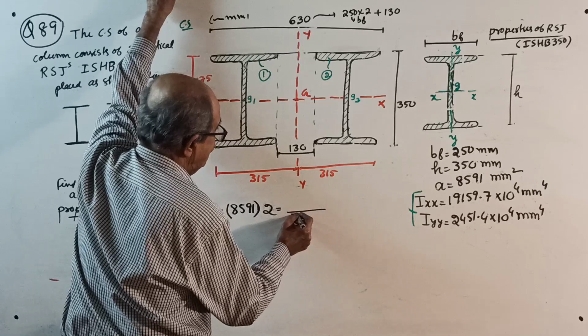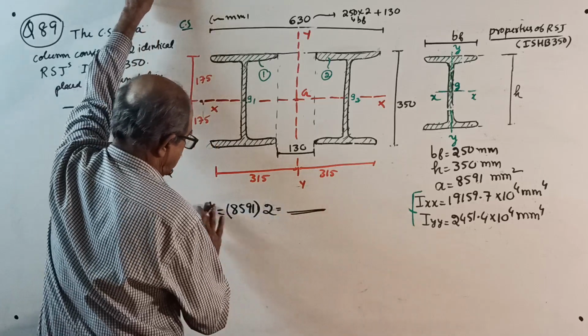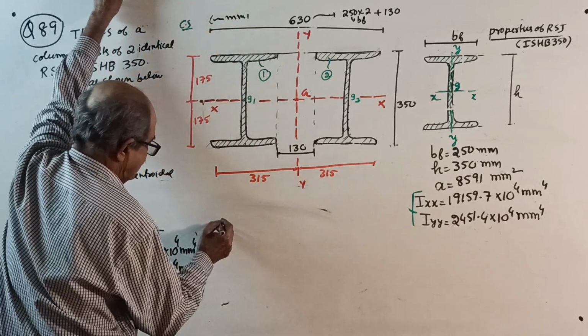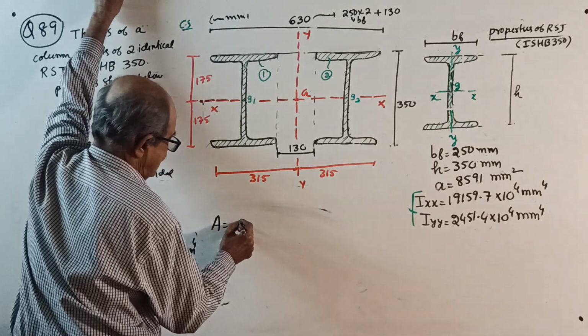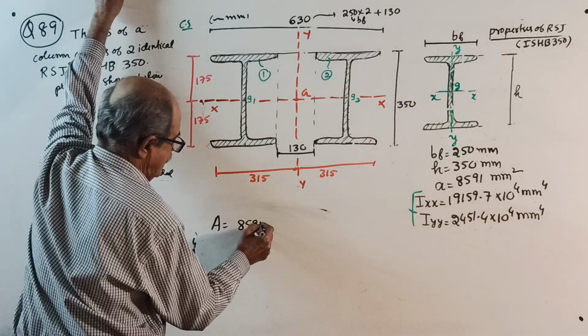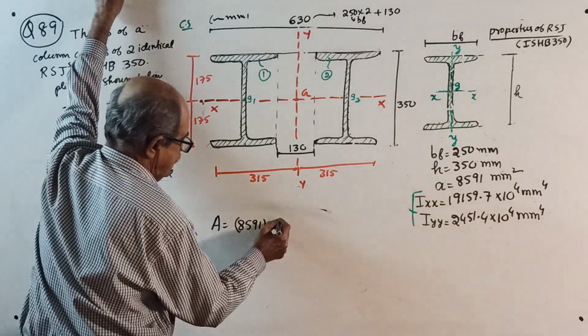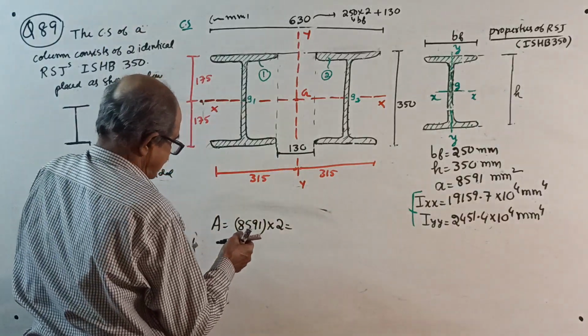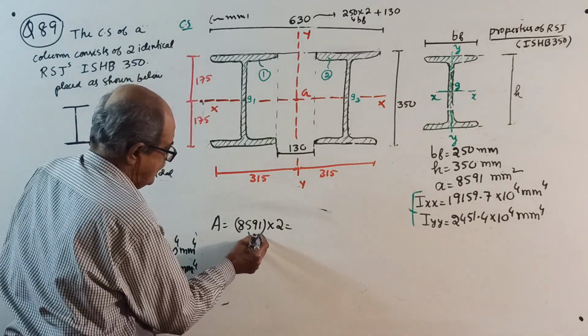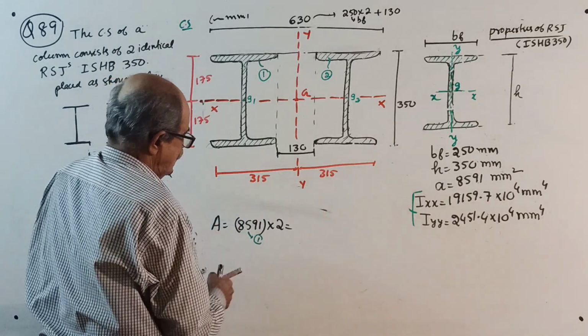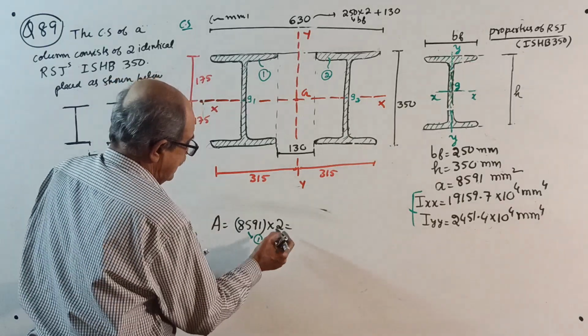Write the answer here, whatever your area is. A little below I will write it, to save time. Area is 8591 into 2. 8591 is for one, into 2 identical sections. Write the answer. This is for two.